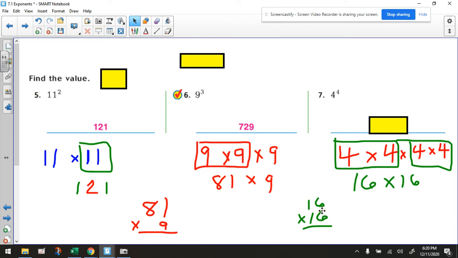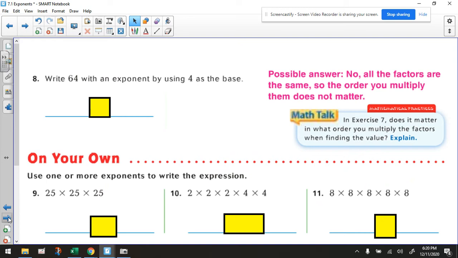But if you multiply those two things correctly, you would end up getting 256. That would be the value of 4 to the 4th power. All right, moving along. Write 64 with an exponent by using 4 as the base.